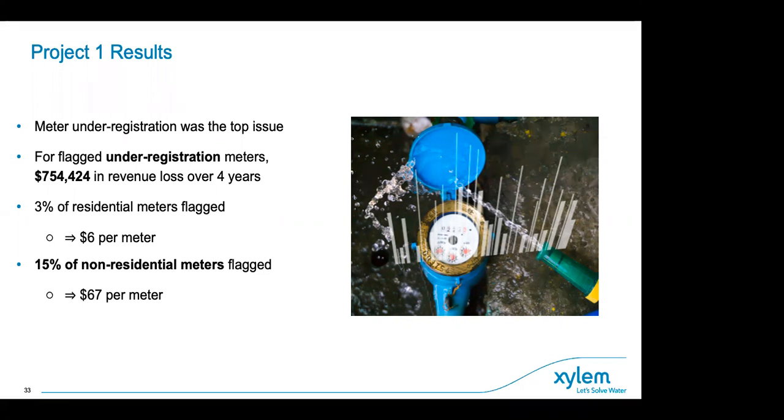What was very interesting, and informed the next stage, was that only 3% of residential meters were flagged, and the average revenue loss associated with those residential meters was $6 per month. But 15% of large, non-residential meters were flagged, with an average revenue loss of $67 per meter per month. So it really honed in on, well, let's look at that 15% a little bit more.